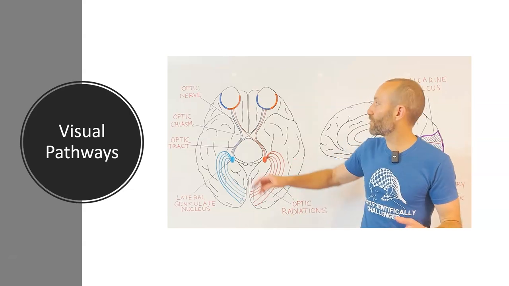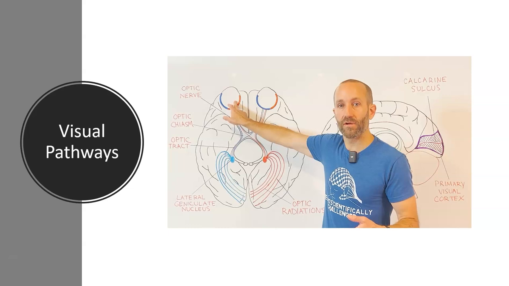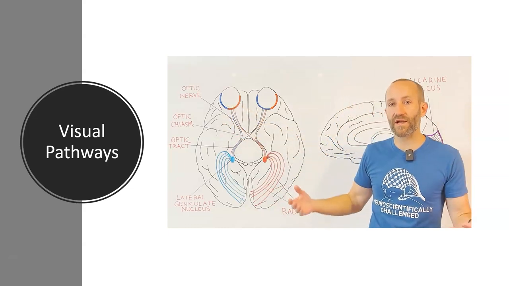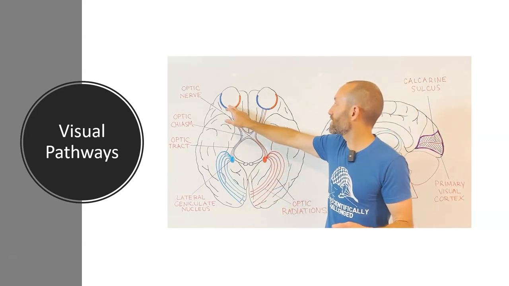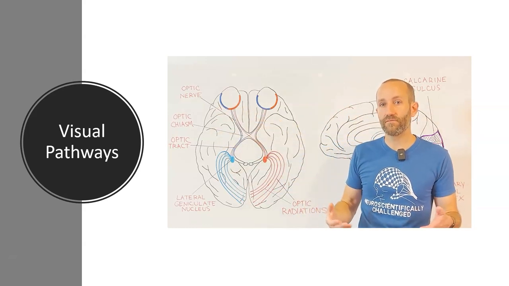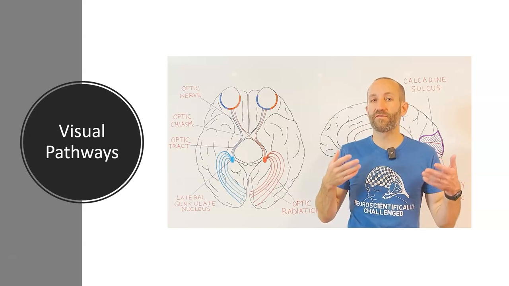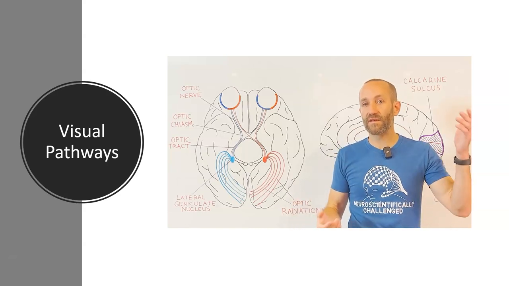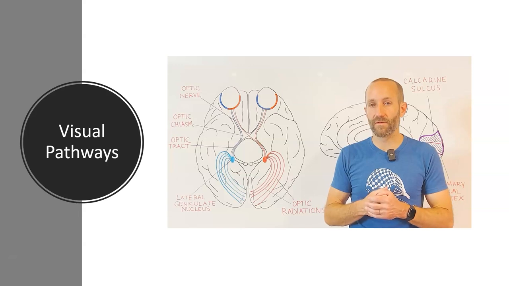The fibers that are coming from the nasal part of the retina, the part closer to the nose, cross over to the other side, or decussate, while the fibers from the temporal part of the retina, the part closer to the temple, do not cross over. The result of this is that all the information from the right visual field ends up traveling to the left side of the brain, and vice versa.